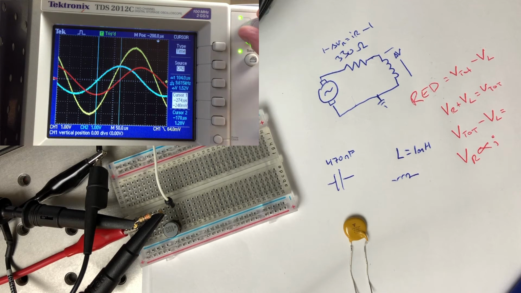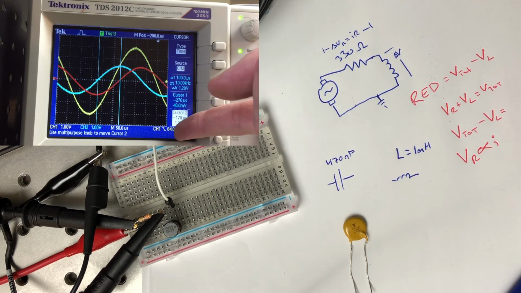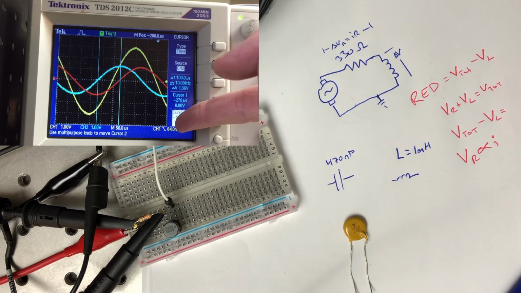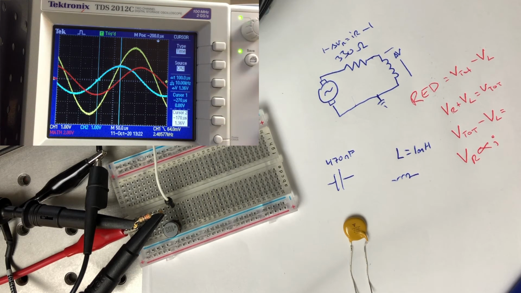Cursor 1 is at about 270 when that zero crossing happens, when the blue one crosses 0. Cursor 2 will be when the red one crosses 0, and that's at negative 170. So negative 270 minus negative 170. There's a 100 microsecond phase shift or time delay from that. Now what does that actually mean experimentally? We can measure that, remember. Let's have a look at that.